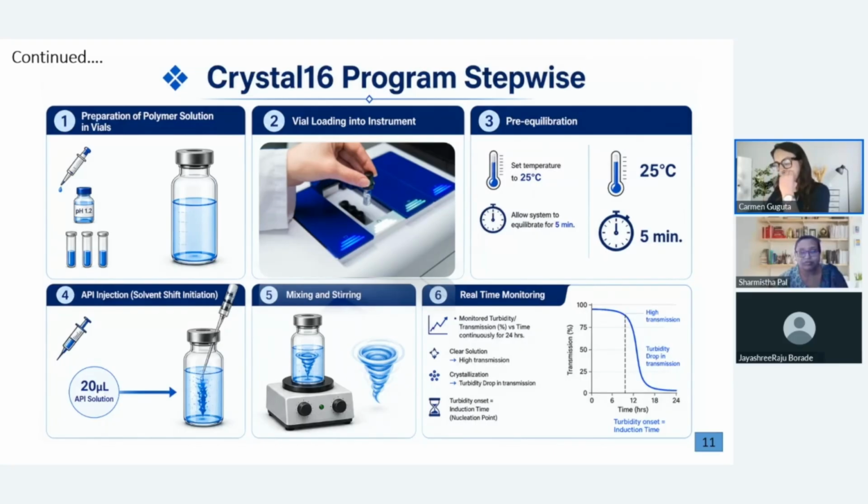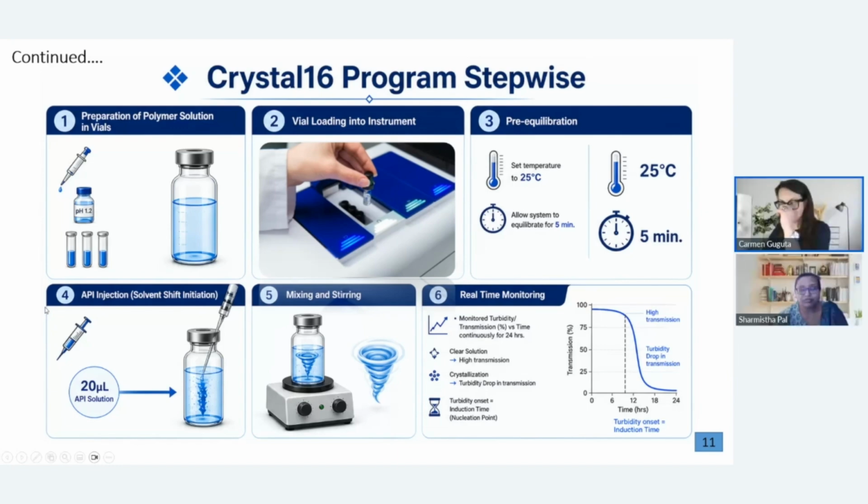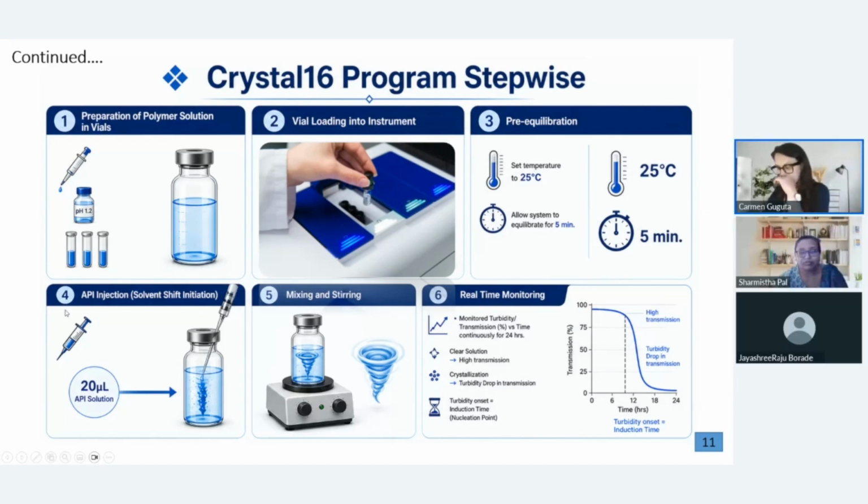Now, once the equilibration is completed, the instrument provides a prompt for API injection. This ensures that the experiment begins only after achieving thermal stability and minimizing variability. Moving to the fourth step, API injection. A fixed volume of API solution is injected into each vial, and this initiates the solvent shift and creates the supersaturation.